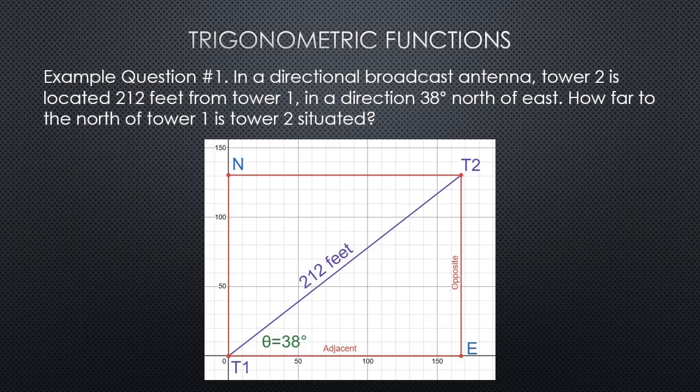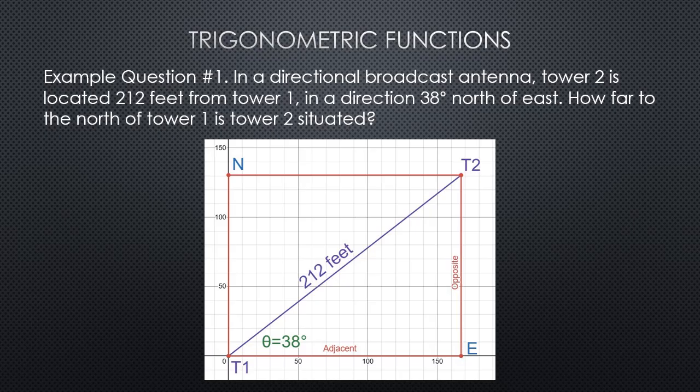So we know that we've got a direction of 38 degrees north of east. So we're going to go to the east and then go north. It's north of east. So that gives us the theta of 38 degrees there. And we know that the distance from Tower 1 to Tower 2 is 212 feet. So that's that purple line there.